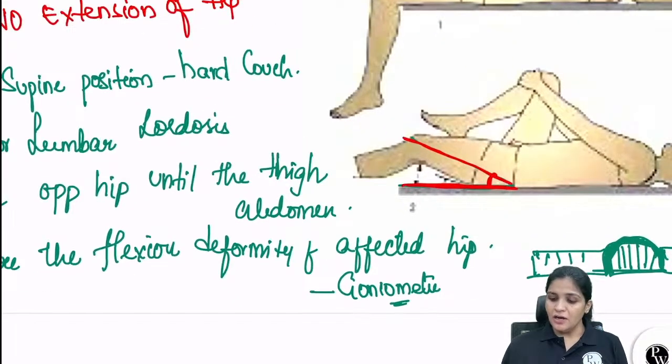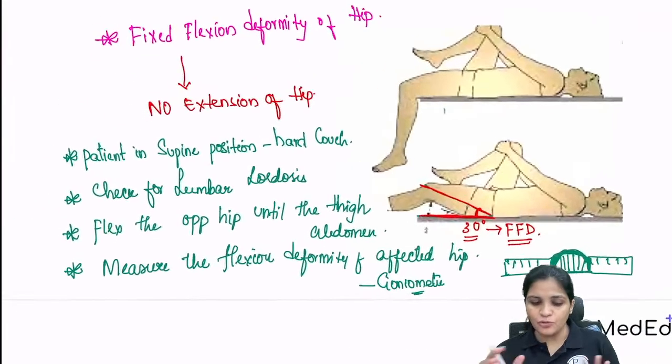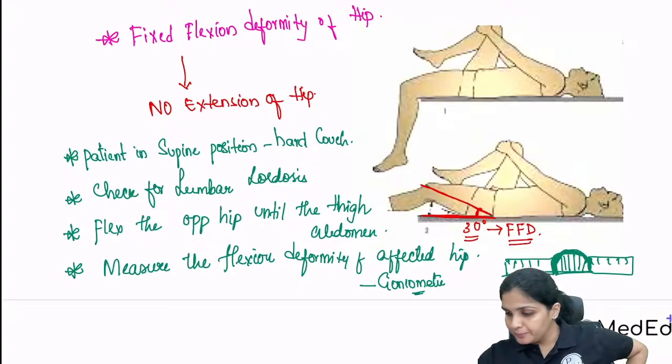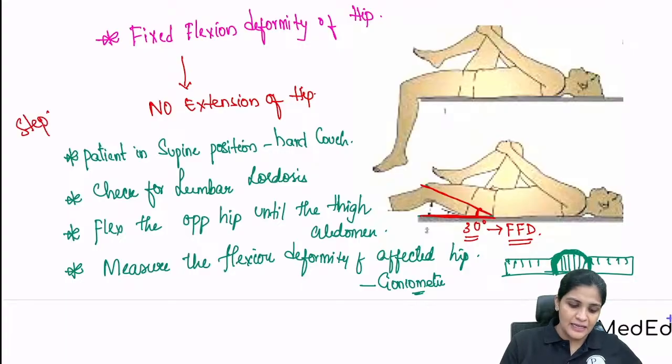So this is your FFD. So how much degree you get? 30 degree, 20 degree. This is your fixed flexion deformity of hip. So there will be 20 degrees of flexion deformity. That is how you do the Thomas test. So this is how you do the Thomas test. So steps have been asked in the exam.